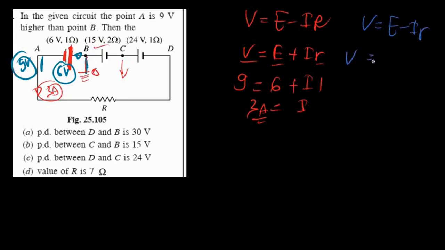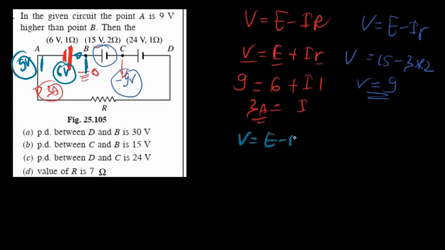V, of course we don't know, and E is 15 minus I, that's 3 into R. Do the calculation. R is 2, so 15 minus 6, that's 9. The potential difference across this cell is 9. So the potential at C has to be minus 9 volt because the direction is C to B, and B is higher, right? Again I'm going to apply this very same equation for the 24 volt cell, V equals E minus IR.